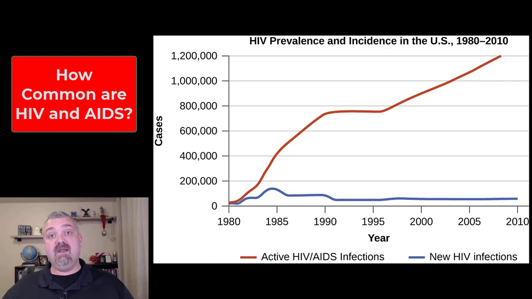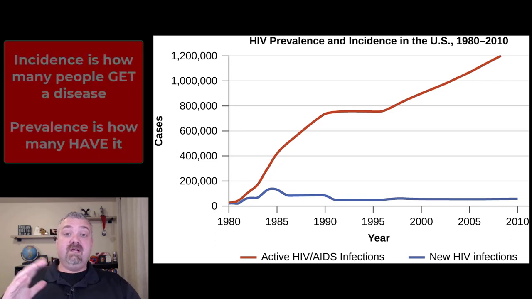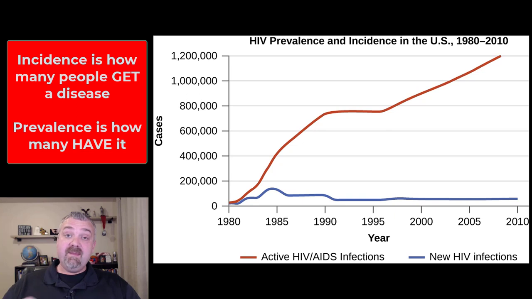Just want to share quickly a few numbers as far as the incidence and prevalence of HIV in the United States, and then we'll look at it on the global scale as well. So remember, incidence is the number of people who get a disease during a time period. Prevalence is the number that have it. So obviously the prevalence is going to be a lot higher, because we're looking at people that already had the infection and people that get the infection every year.